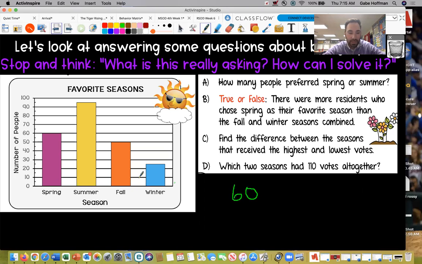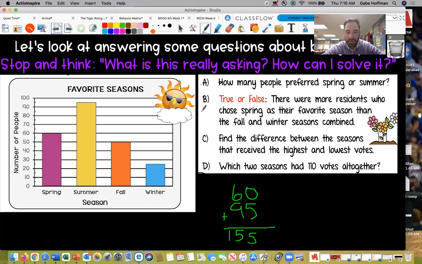And then if I look over here at summer, I can go 90, and then halfway between 90 and 100 is 95. So how many people preferred spring or summer? I'm going to add that 60 and that 95, and I'm going to get 155. So 155 people preferred spring or summer, right?